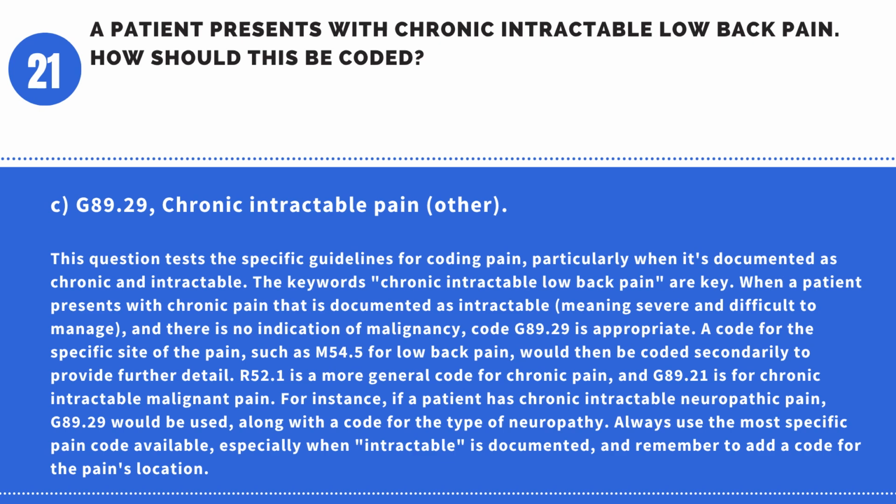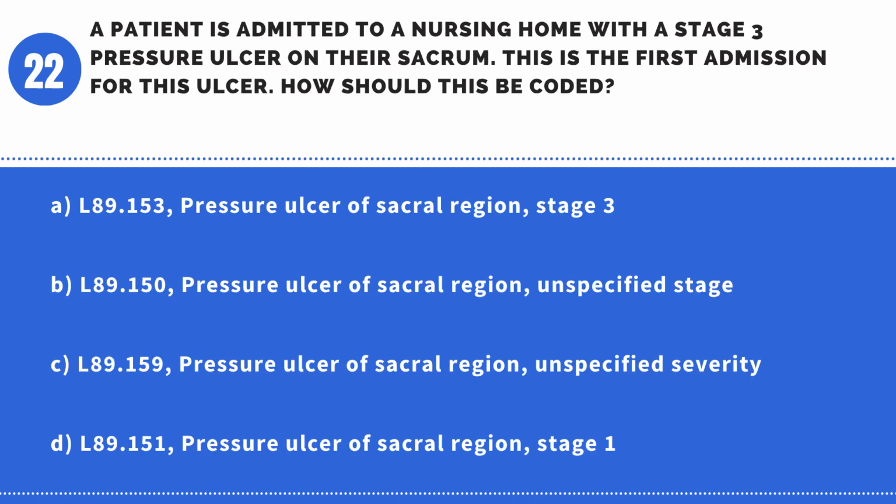R52.1 is a more general code for chronic pain, and G89.21 is for chronic intractable malignant pain. For instance, if a patient has chronic intractable neuropathic pain, G89.29 would be used, along with a code for the type of neuropathy. Always use the most specific pain code available, especially when intractable is documented, and remember to add a code for the pain's location.